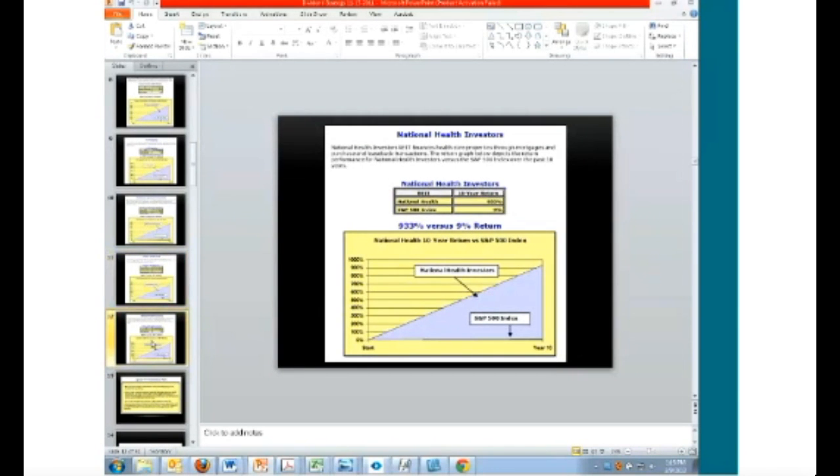And we'll look at one more. This is National Health Investors, and they finance healthcare properties through mortgages and purchase and leaseback transactions. Again, a big outperformance, 933% versus 9% for the S&P. So this outperformance is reflected in our dividend portfolio, and that's why we have such a great return in this portfolio, even though it's in a much lower risk category than our other portfolios.